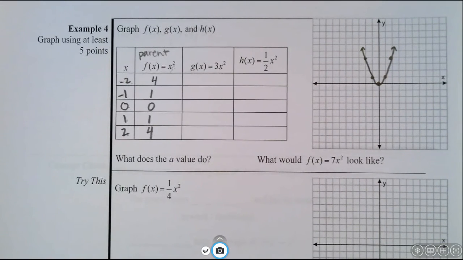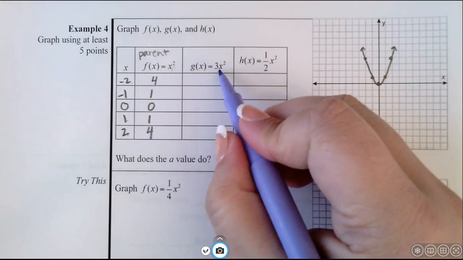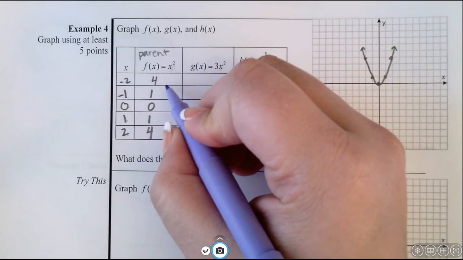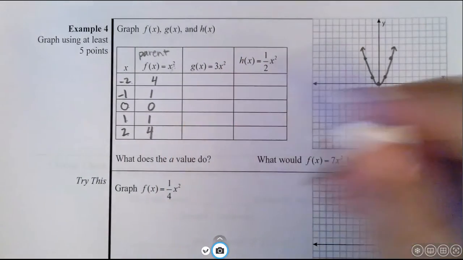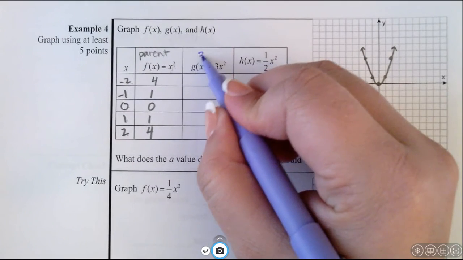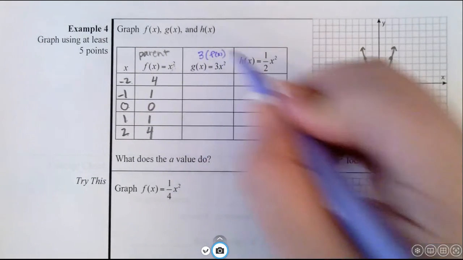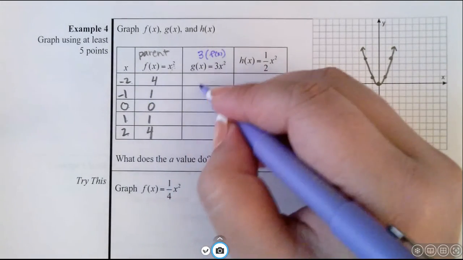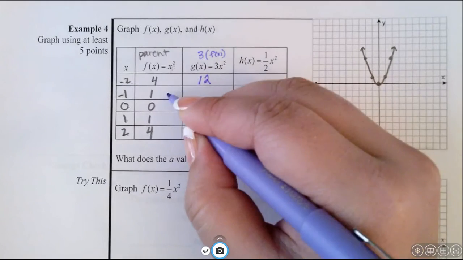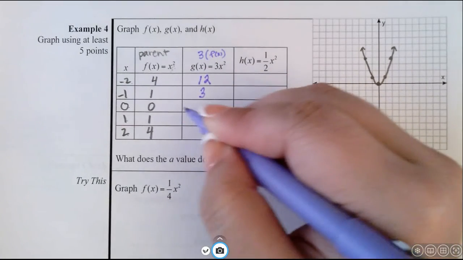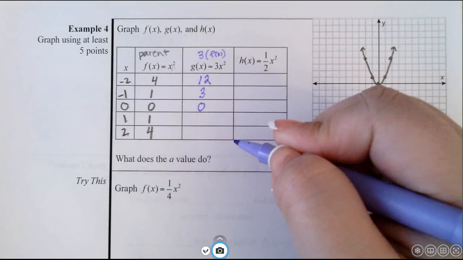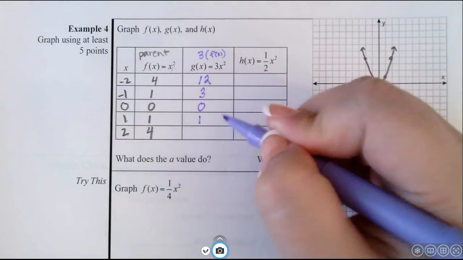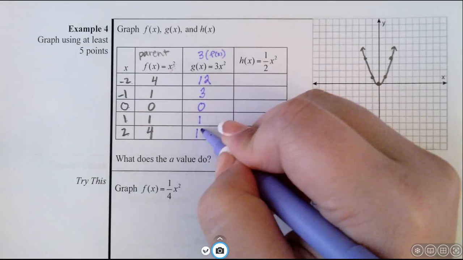Okay, and I'm actually going to use 2 colors here. I'll use purple for the g of x for 3x squared. So we're going to take x squared and now we're going to multiply those values by 3. So we're taking 3 times my f of x column, because f of x is that x squared value. So 3 times 4 is 12. 3 times 1 is 3. 0 times 3 is 0. 1 times 3 is 3. And 4 times 3 is 12.